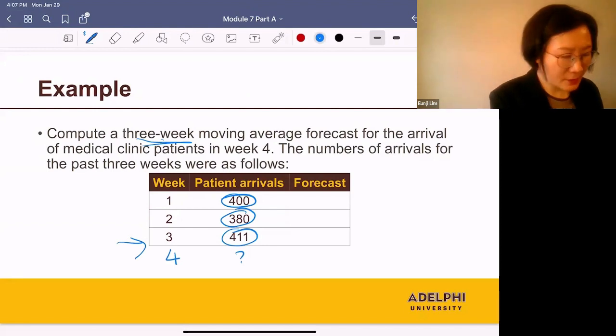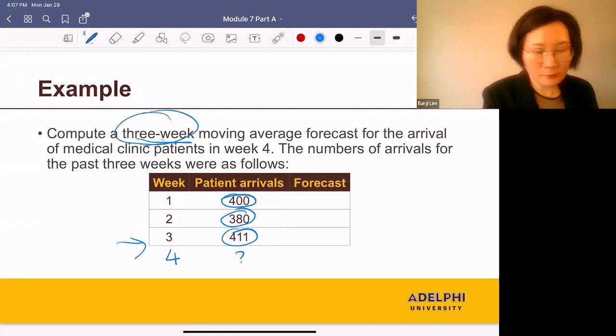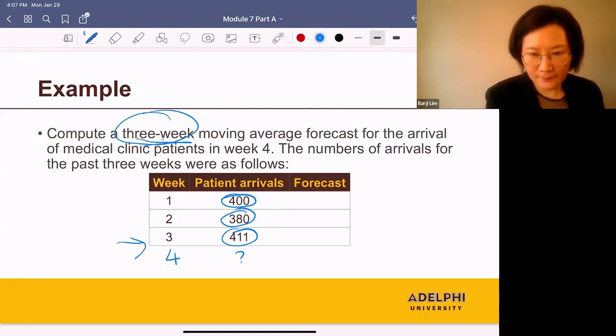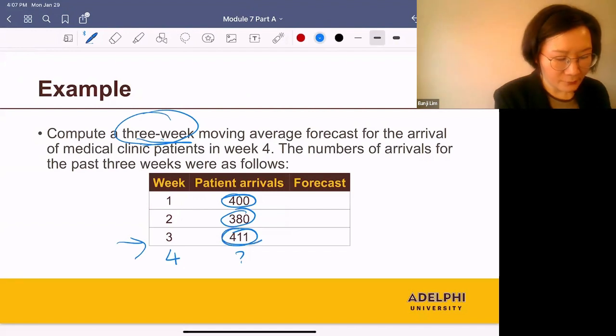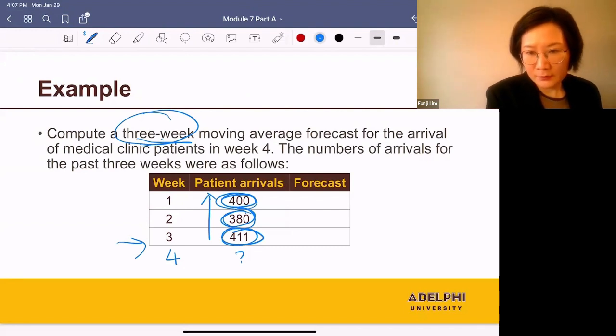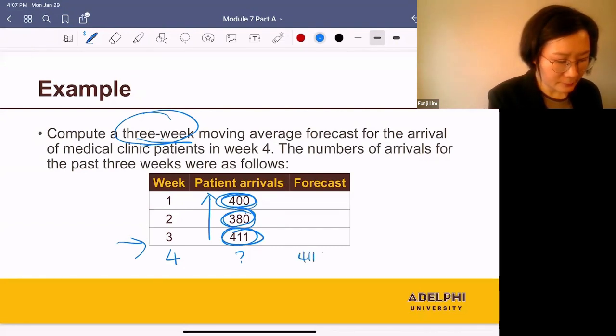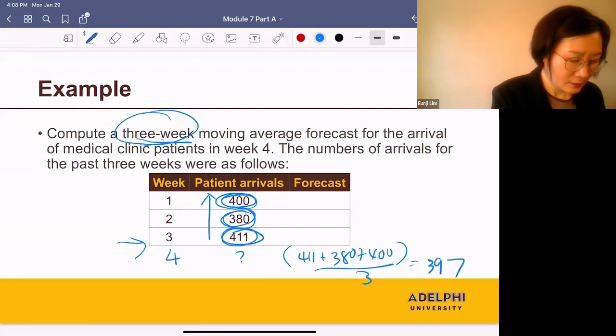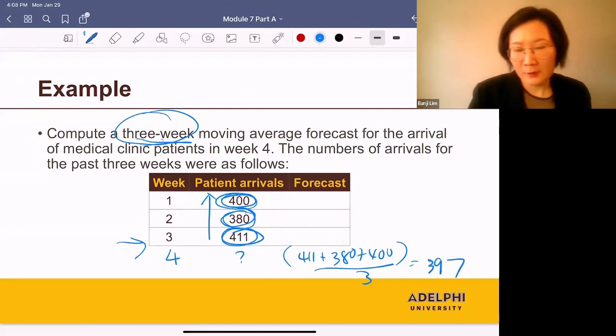The question says we need to use a 3-week moving average. That means you need to collect 3 most recent observations and average them. So let's start from the current period, and go backwards in time, and collect 3 observations and average them. So it's 411 plus 380 plus 400 divided by 3, that's equal to 397. That's our forecast for week 4.